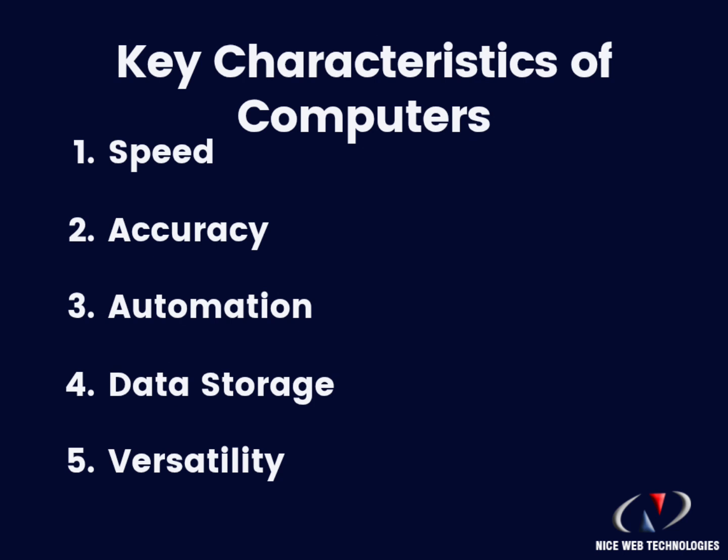First is speed. Computers can perform millions of tasks in just a second. Second is accuracy. They give correct results without mistakes if the input is right. Next is automation. Once we give instructions, computers can complete the task on their own. Data storage allows us to save huge amounts of information safely for future use. And finally, versatility. Computers can be used for so many different purposes like learning, designing, calculating, and even playing games. These 5 characteristics make computers essential in our modern life.